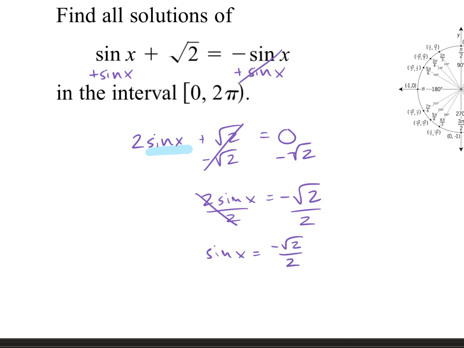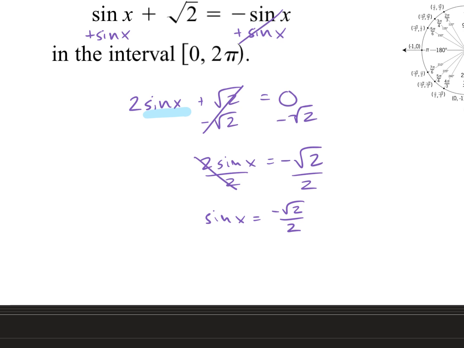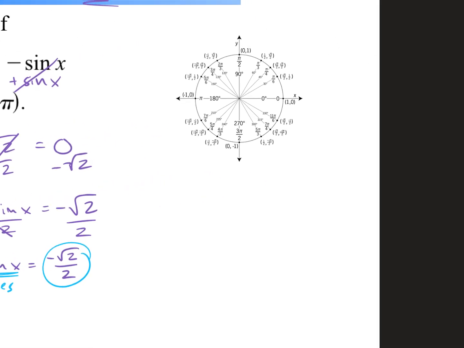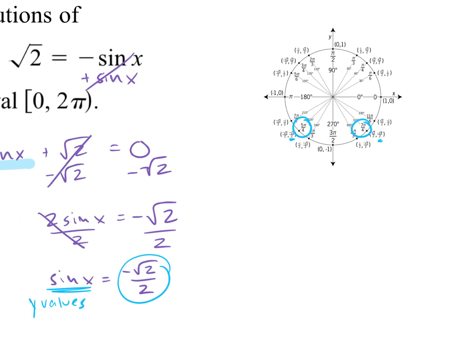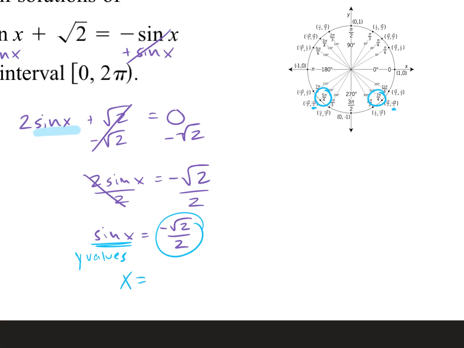Once our trig function's all by itself, we want to look at the unit circle. So sine tells us to look at what values? The y values. So we need to see where our y values on the unit circle are negative square root 2 over 2. So where would that be? Perfect. Our y value is negative square root 2 over 2 at 5 pi over 4 and 7 pi over 4. So our 2 answers would be x is equal to 5 pi over 4 and 7 pi over 4.